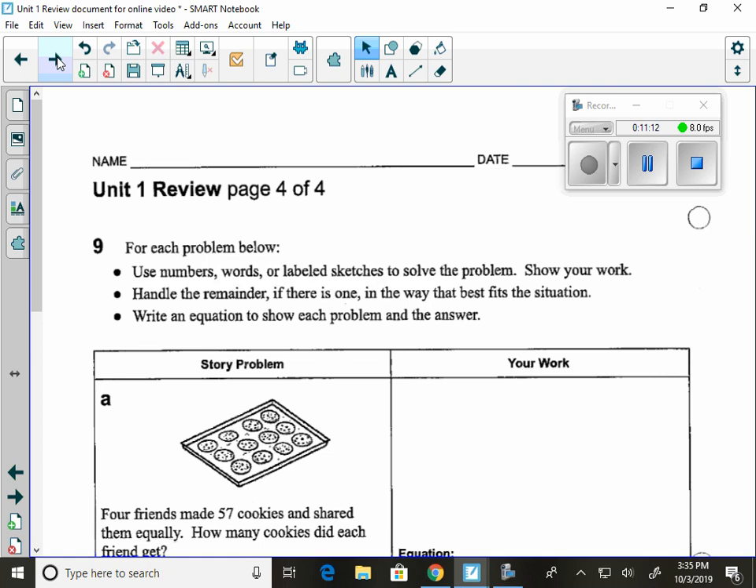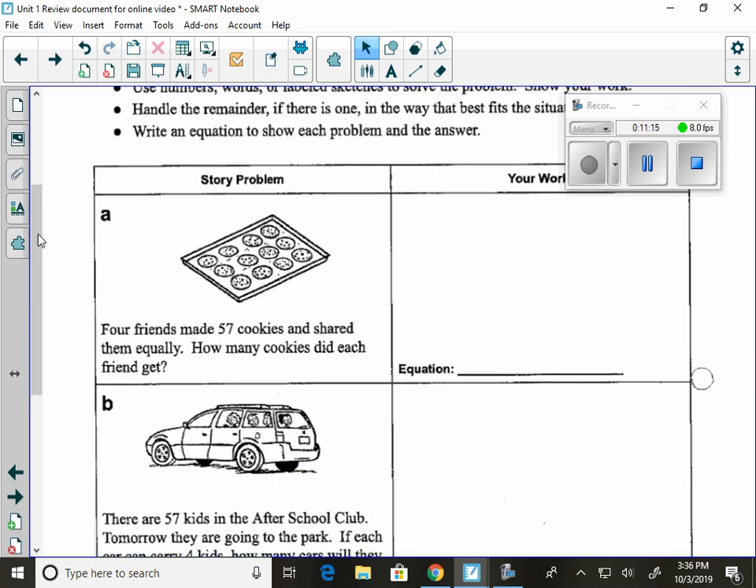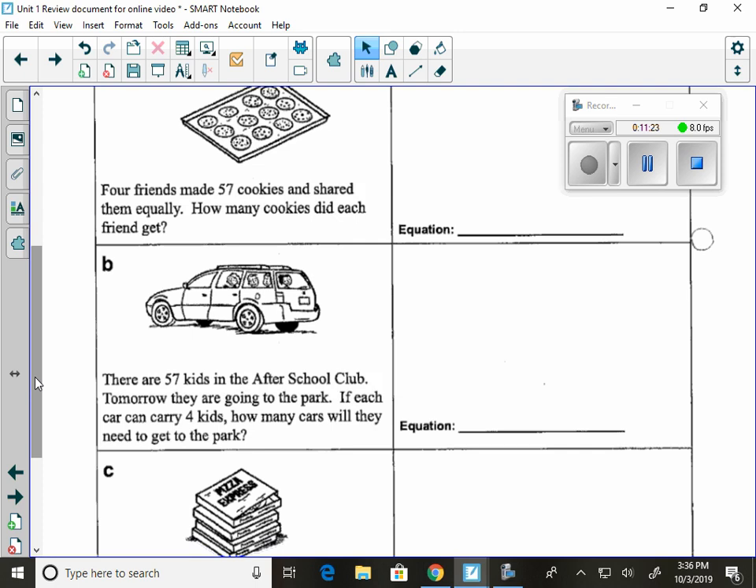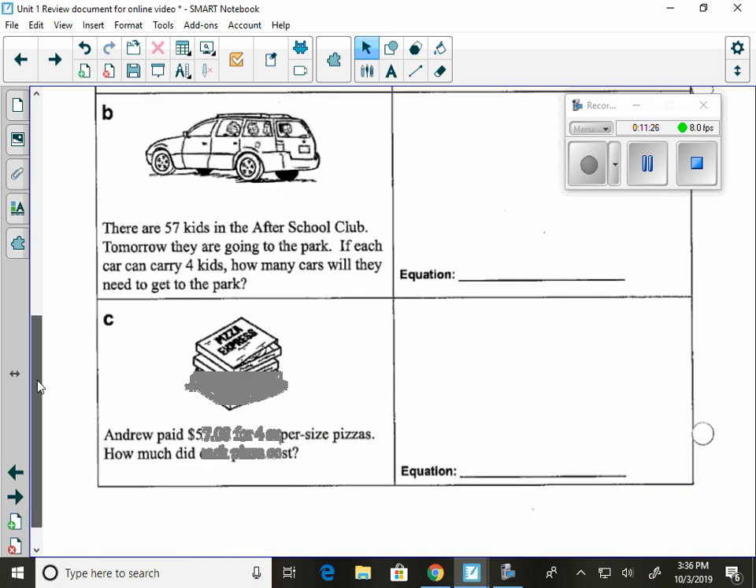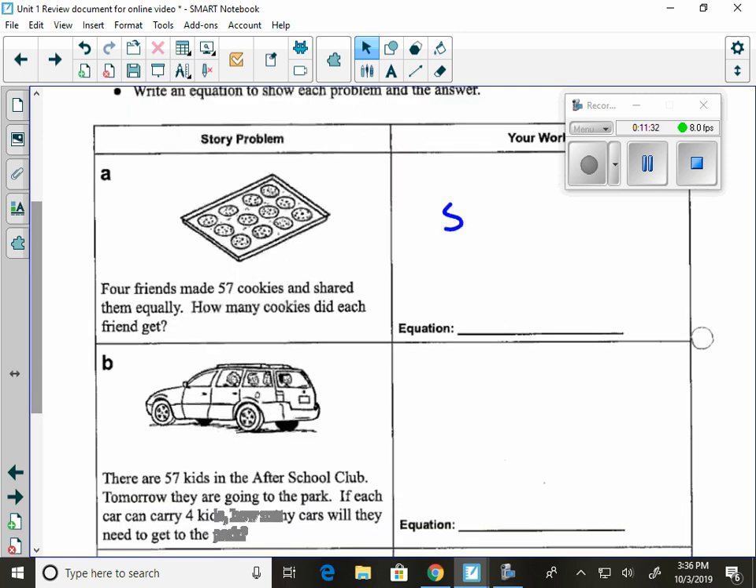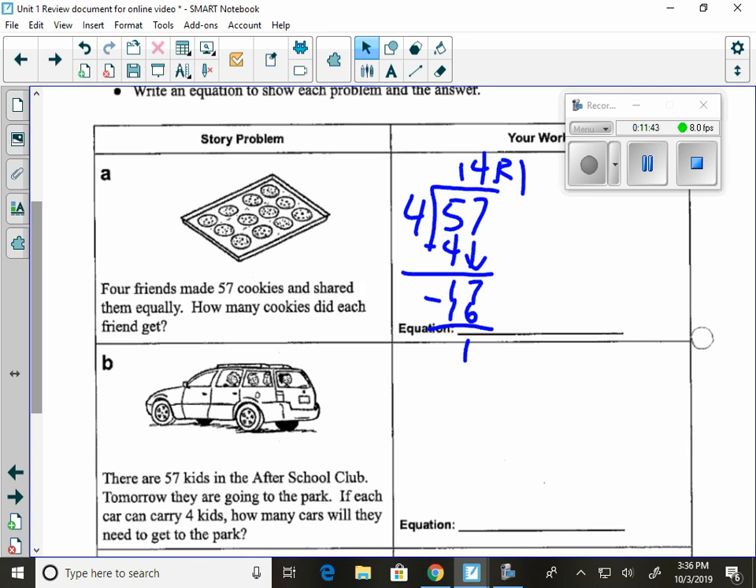And the last page, we have 3 problems. The kids will probably figure out very quickly that this is the same division problem. 4 people with 57 cookies. 57 kids and 4 to a car on the second one. And the third one, $57 for 4 pizzas. So for right now, I'll just solve the long division here. 4 goes into 17 4 times. So they all come out to be 14 remainder 1. The equations will all read 57 divided by 4 equals.